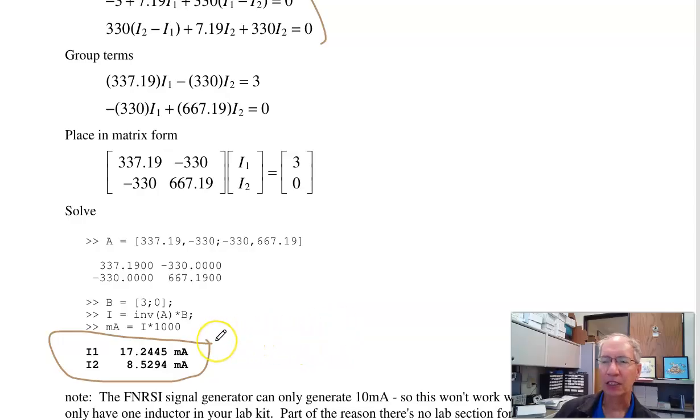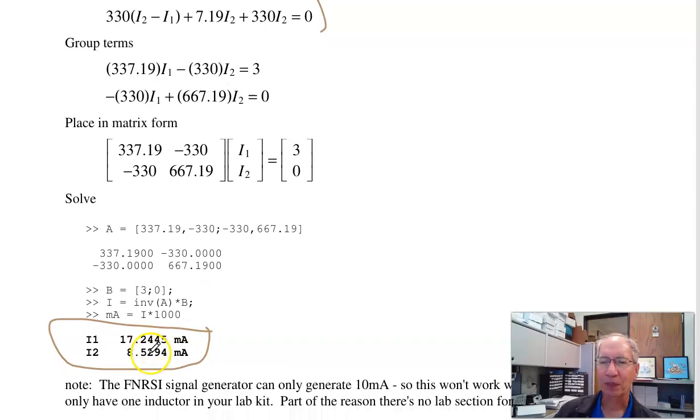As a sidelight, this really wouldn't work too well if you built it. The Piercy multimeter can only generate 10 milliamps, and this draws 17 milliamps. So if this was a lab, I'd have problems. But there's no lab for this portion anyway.